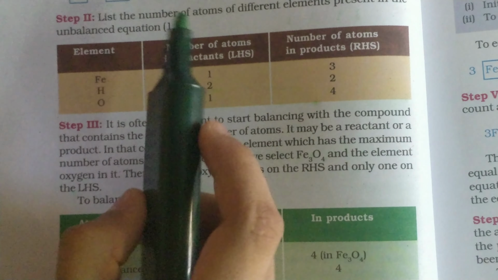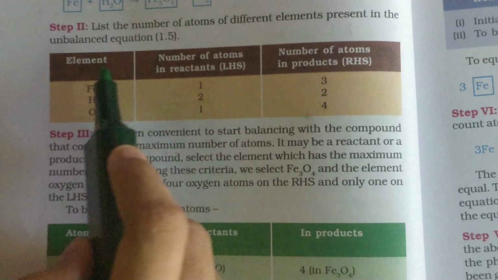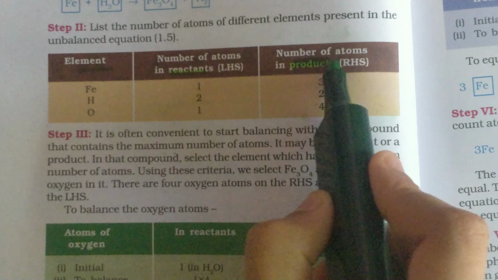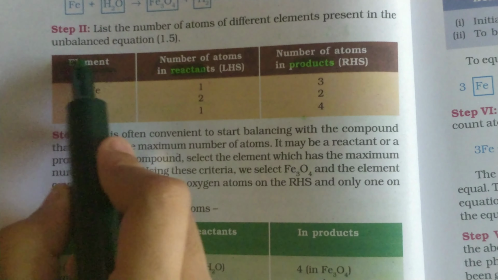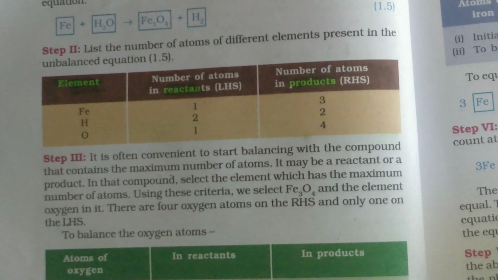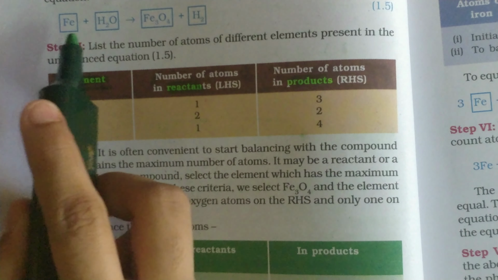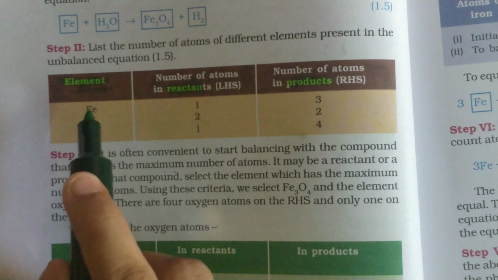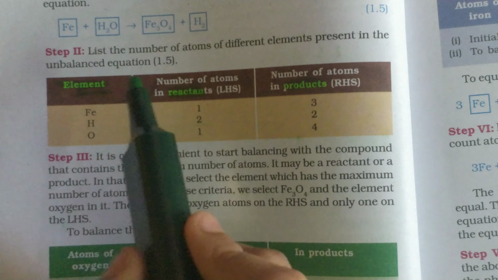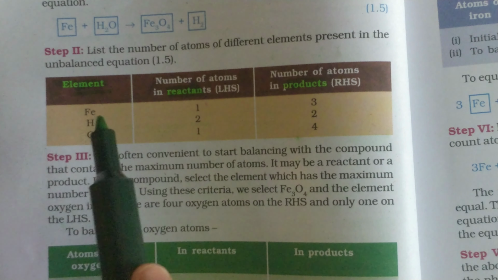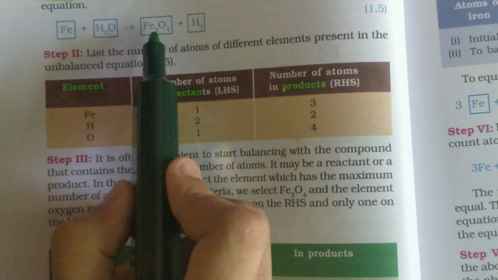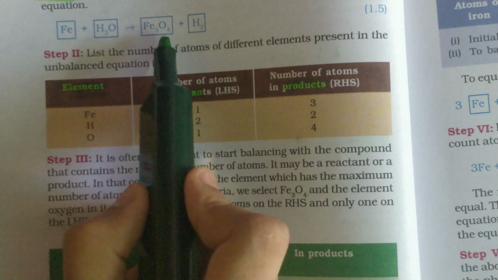So I told you, first you have to draw a table like this. That is element, reactants and products. These are the three columns that you have to make in the table. So in this particular question we have Fe, we have written Fe. Next we have hydrogen, and we have oxygen. So now we are going to simply balance it. So here Fe, what is Fe here? Fe is 1 here, but Fe is 3 here.